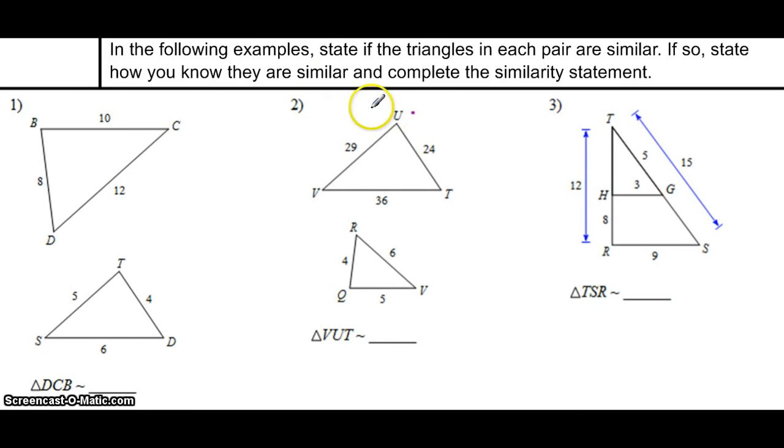The directions are, in the following examples, state if the triangles in each pair are similar. If so, state how you know they are similar and complete the similarity statement. So you want to go ahead and check to see if these are similar using that side similarity theorem. Pause the video now. The answers will start coming up in 3, 2, 1.